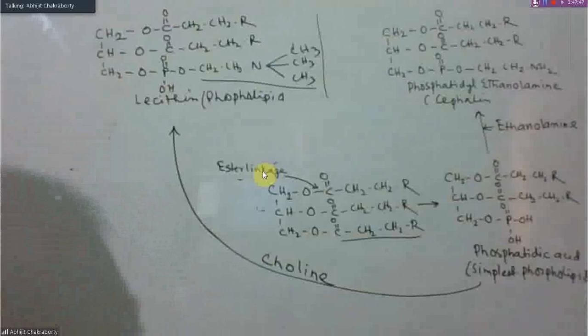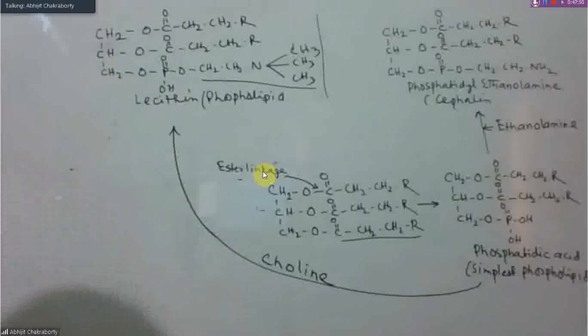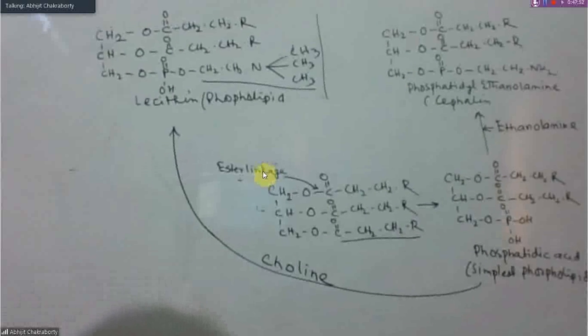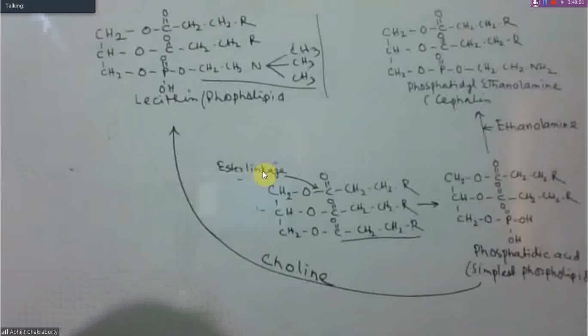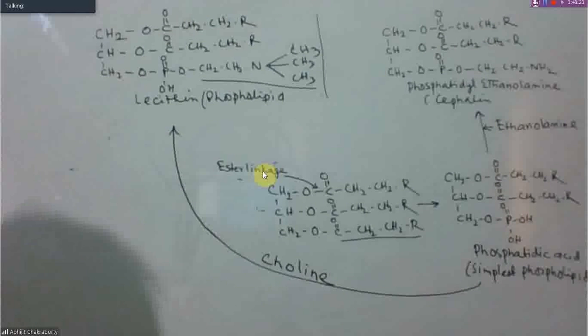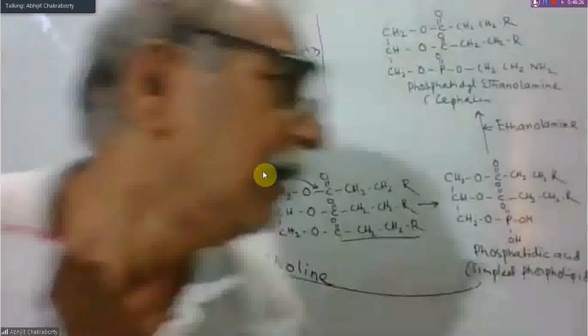Phosphatidyl ethanolamine, and this phosphatidyl ethanolamine is also called cephalin. Clear? So this is what about the different fatty acids.